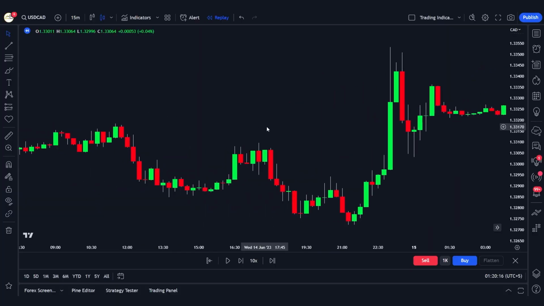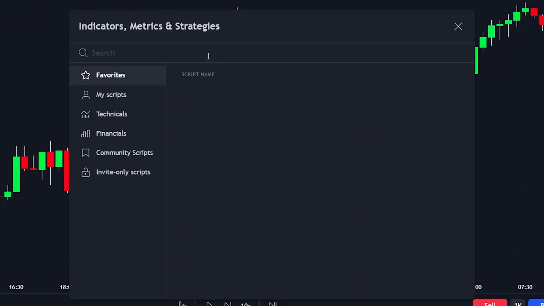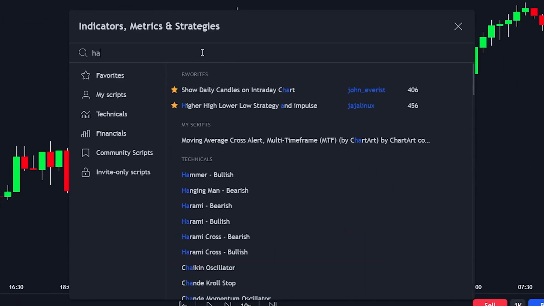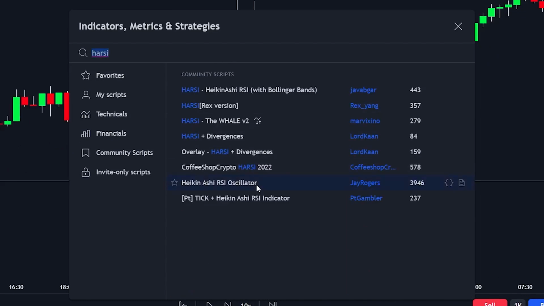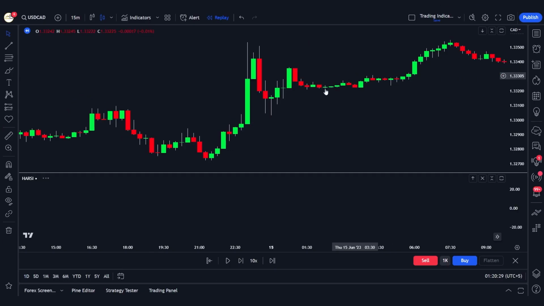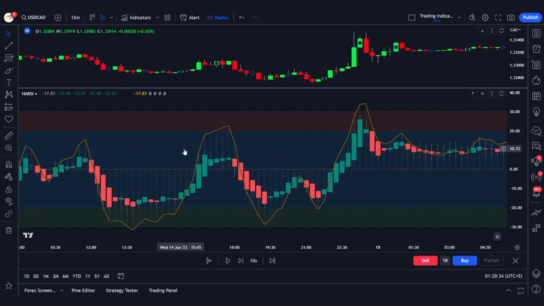So first of all, let's go ahead and add the indicators that we're going to need for this strategy. We're going to go towards the indicator tab, and here we're going to search for Heiken Ashi RSI, and we're going to add this indicator by J. Rogers to the chart. Now once this indicator is added, and before we talk about the strategy itself, let's talk about how this indicator works.